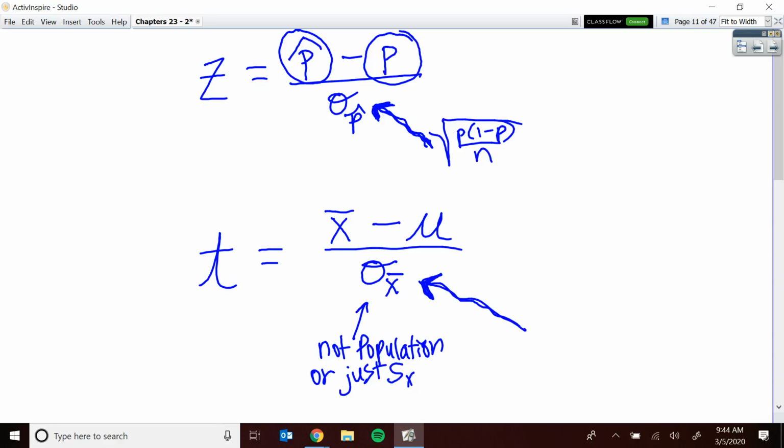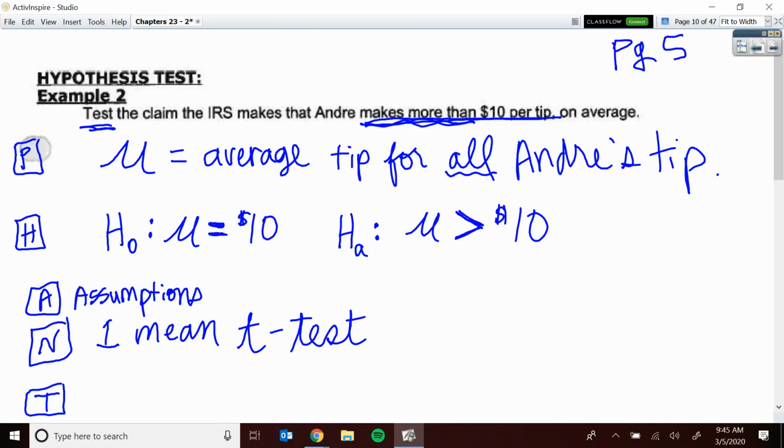Do you remember what it was for sampling distributions? Good. It's going to be our sample standard deviation over the square root of n. So that's what's in the denominator. Our sample standard deviation over the square root of n. There you go. That's the last new thing when it comes to these.